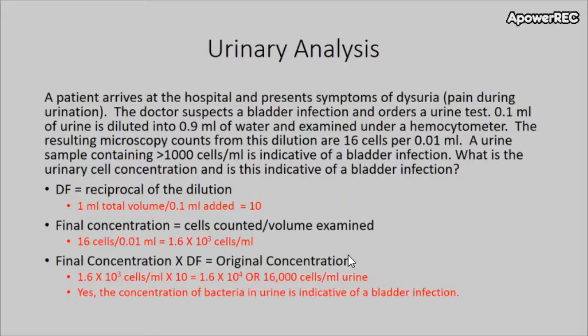And remember, this was a two-part question. It also asked, what is the urinary cell concentration, and is this indicative of a bladder infection? So it had to be more than 1,000, and as we can see, 10 to the fourth means we move this decimal place 4 times over. So once on the other side of 6, and 3 more to add 3 more zeros is 16,000 cells per mil. So the answer is yes, this concentration of bacteria in urine is indicative of a bladder infection.